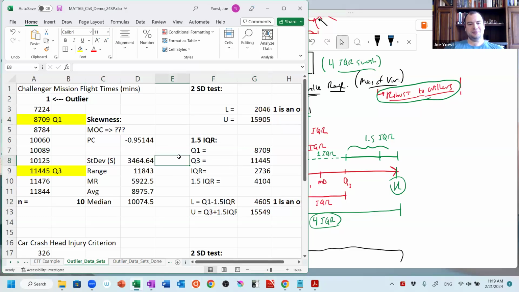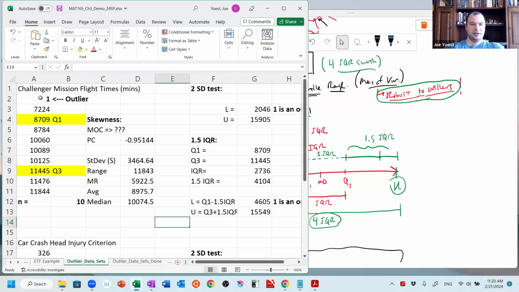So ironically, in a sense, the two standard deviation test is more stable. If there are outliers in one direction, the two standard deviation test is more stable for the bound that is not in the direction of the outliers, and it's more unstable in the bound that's in the direction of the outliers if they're only on one side.